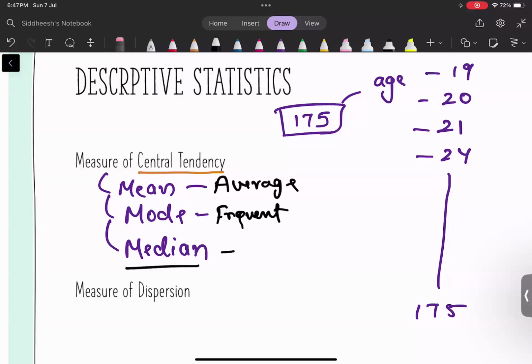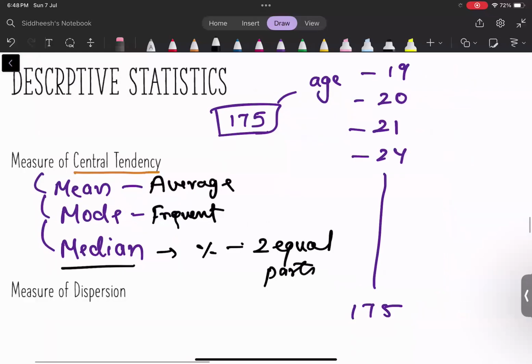Okay. What about the median? It will be a number that can divide the data into two equal parts. It's the middle number. Correct? It will divide your data into two equal parts. That is what is known as median. Correct? Now let's take one example.